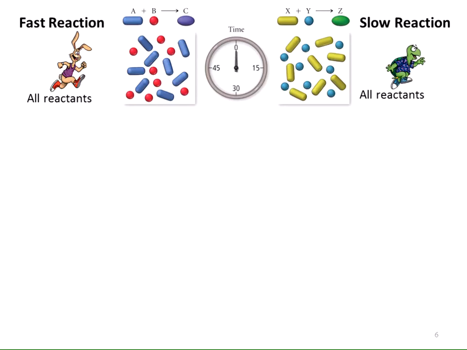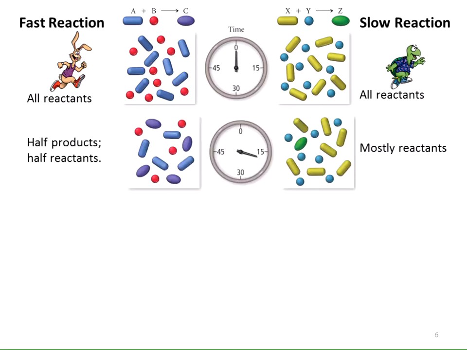We've only got reactants. So we're representing our reactants as the blue cylinders and the red spheres going to make the purple ellipsoids in this fast reaction. But in the slow reaction, we've got the cylinders and the blue spheres reacting together to make the green ellipsoids.